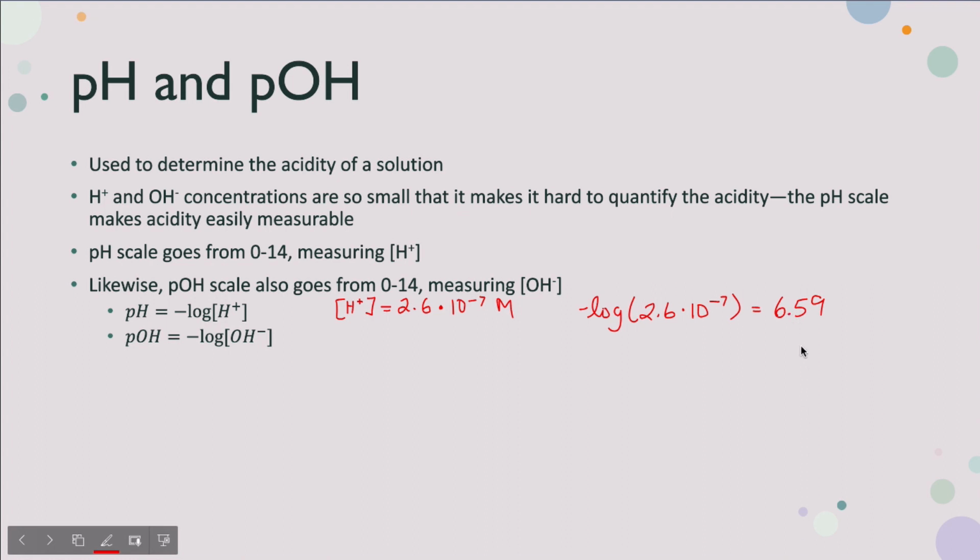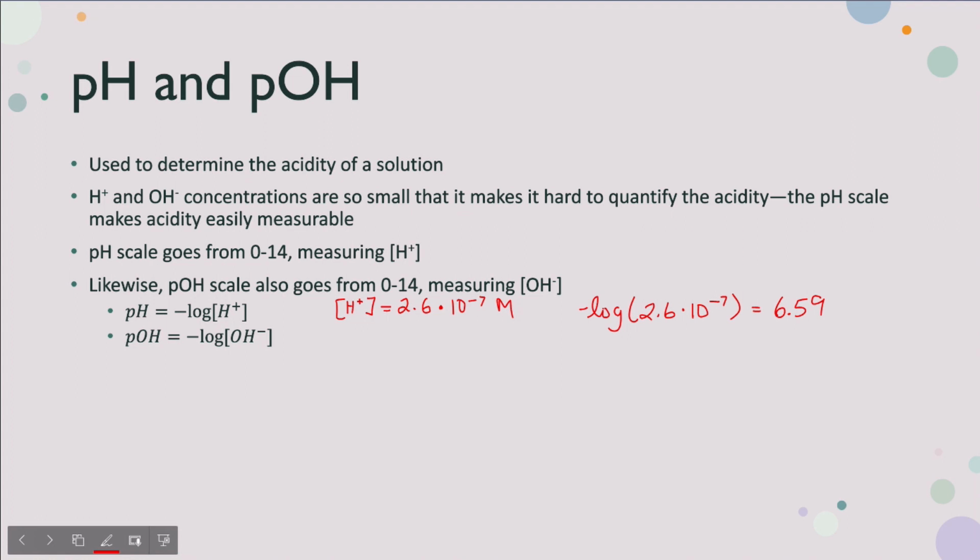And the reason we have 2 decimal places here and 3 significant figures in total is because when you take the log of something, the answer has the same amount of decimal places as there are significant figures in what you're taking the log of. So let's do a pOH calculation now.